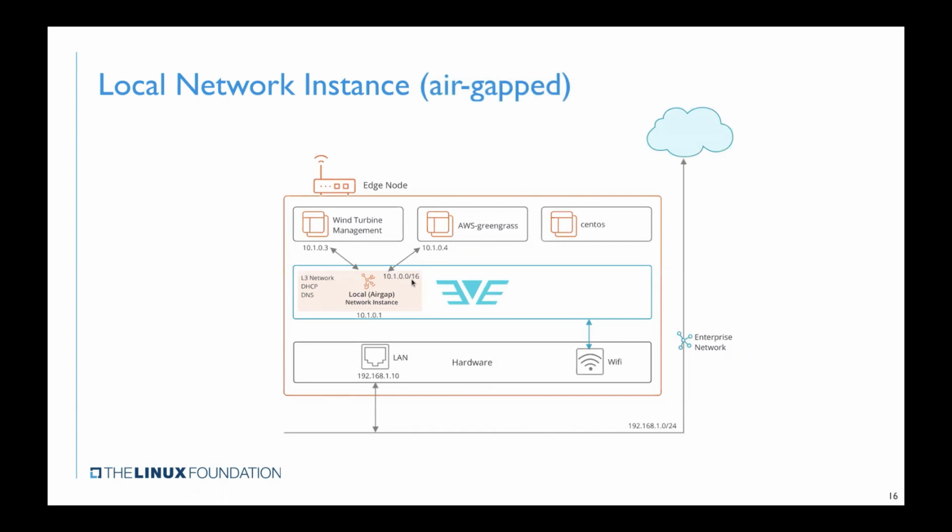And in this case, this is the same, except that there is no association with any uplink interface. So in this case, these applications can communicate with each other through this network instance, but they cannot access anything outside.